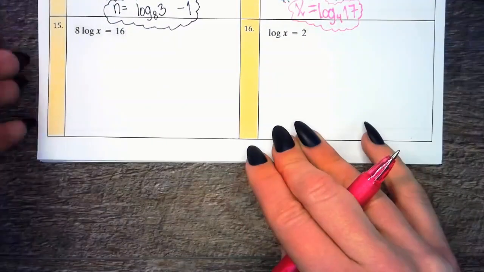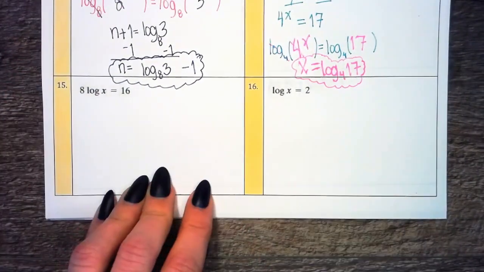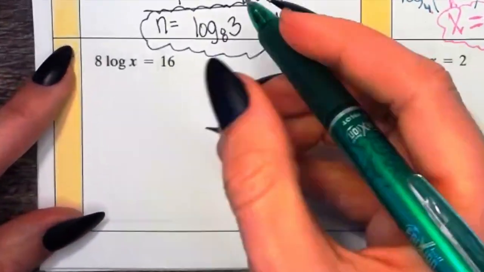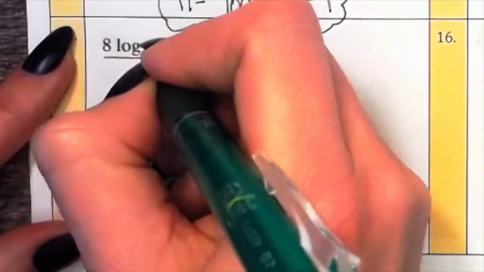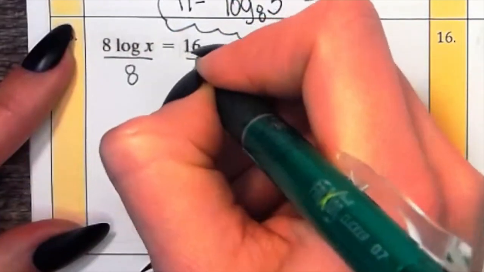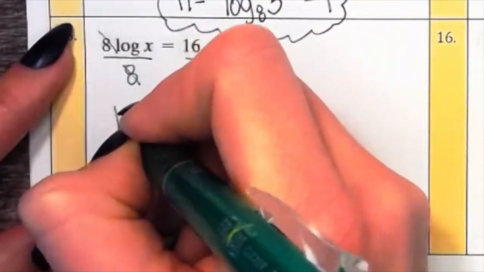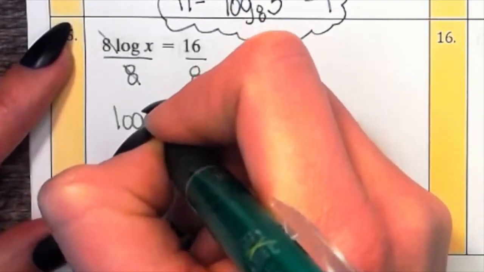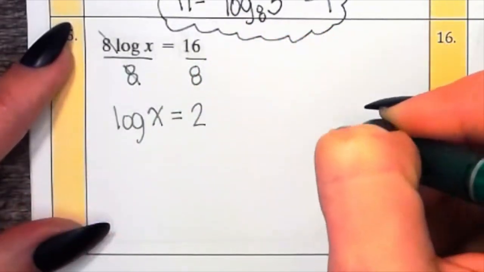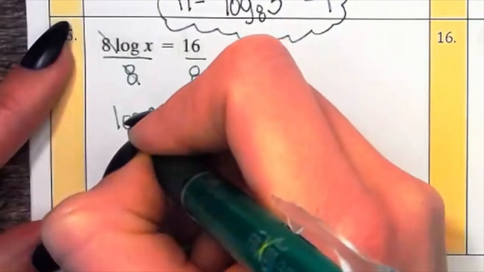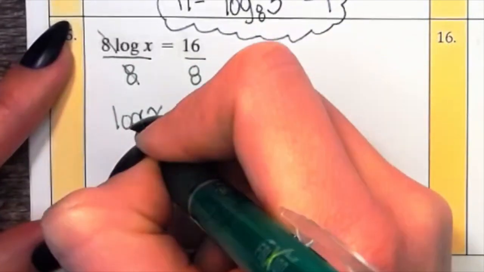All right, number 15, let's tackle this. If we're gonna do number 15, we need to probably begin by dividing both sides by 8. That leaves me with a nice clean log of x equals 2. Now, some people might stop here because it feels pretty finished. It's nice and clean and neat, but we're not done.